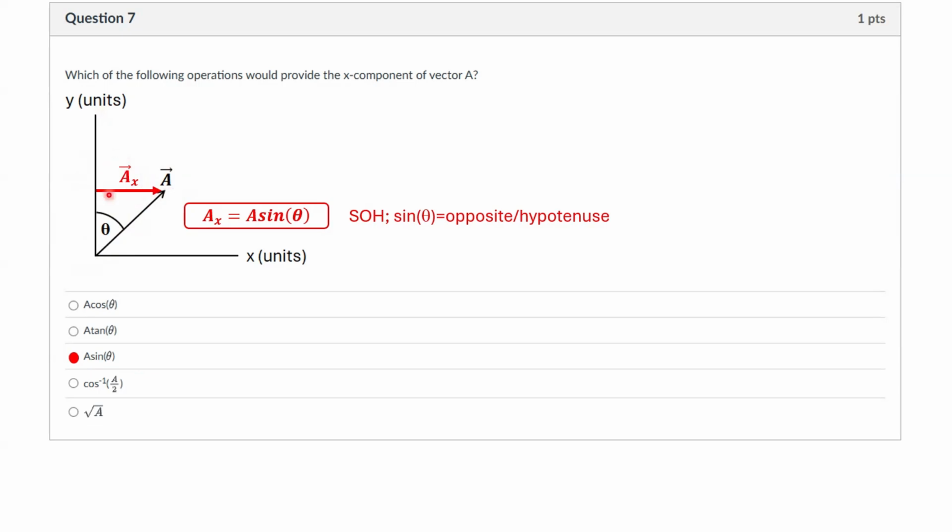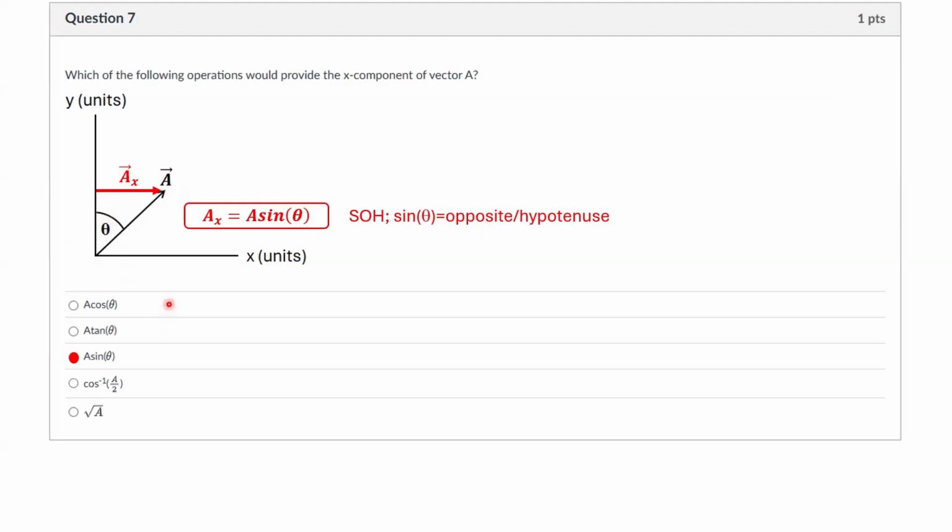Therefore, to calculate the magnitude of this leg, the x component, we would take A times the sine of theta, which is a rearrangement of what SO tells me in SOHCAHTOA. Sine of an angle equals the size of the opposite leg, the leg opposite the angle, divided by the hypotenuse. In this case, the vector A is the hypotenuse of the triangle that we have made, and the x component is the leg opposite the angle.